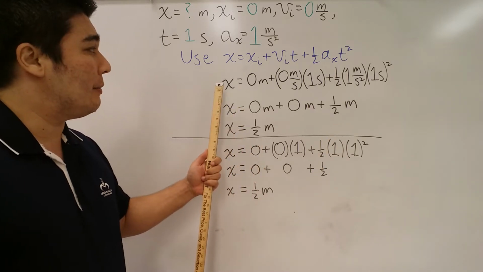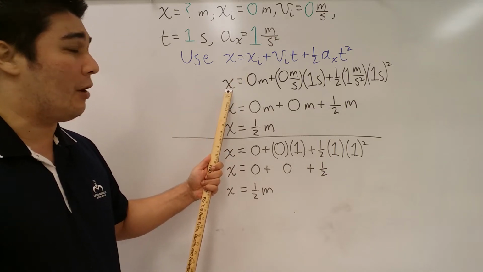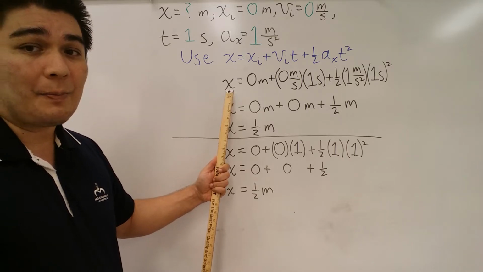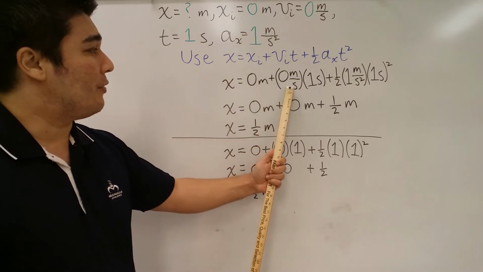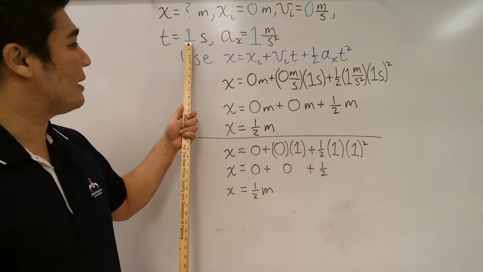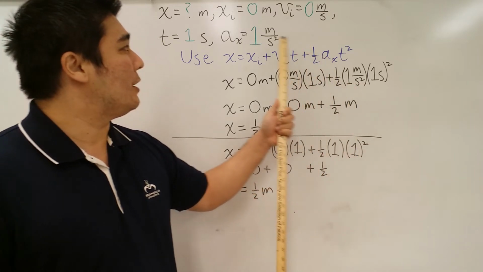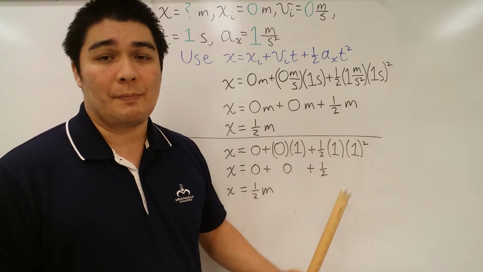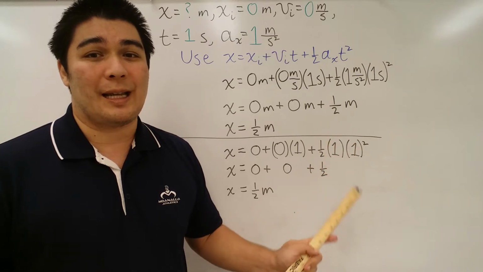So after I write down what equation I'm going to use, I go on to filling in all of the information that I needed. I don't know what x is, so I leave it as a variable x. Then I put in my x initial, which was 0 meters, my v initial, which was 0 meters per second, my time, which is 1 second, times 1/2, times the acceleration, which is 1 meter per second squared, times the time, 1 second, squared. Don't forget the square. That's actually a very important factor that a lot of students tend to forget.